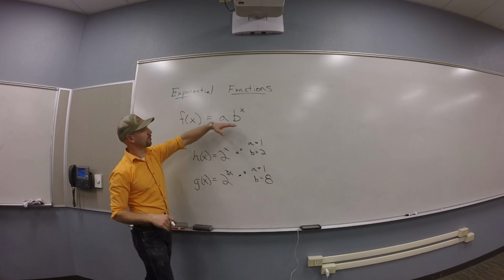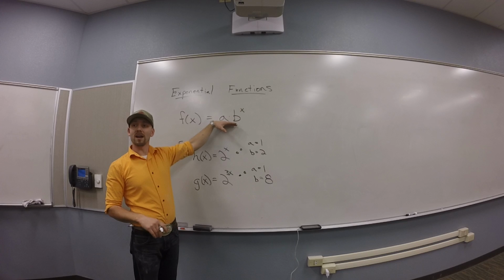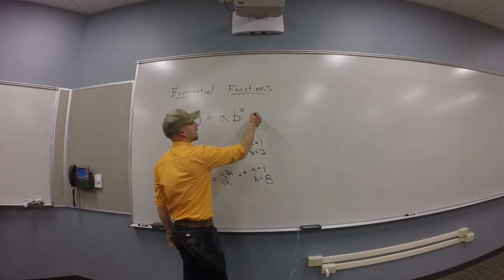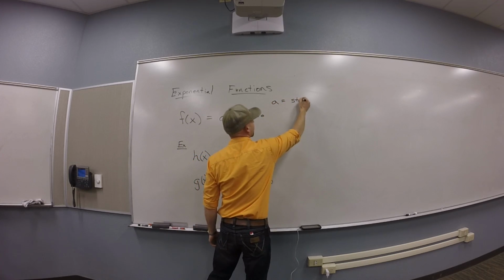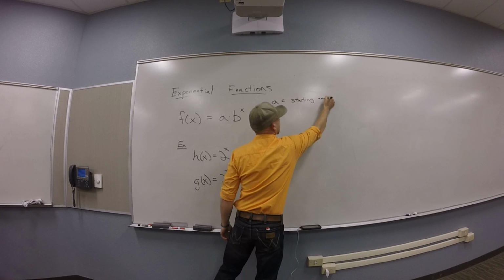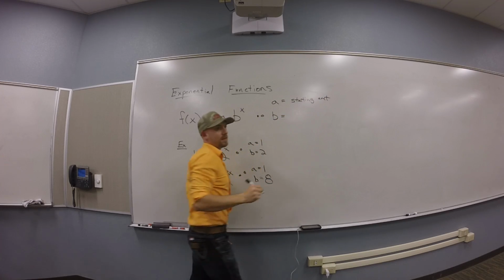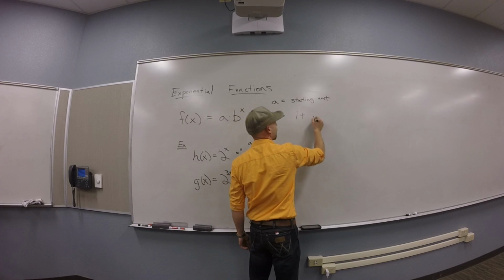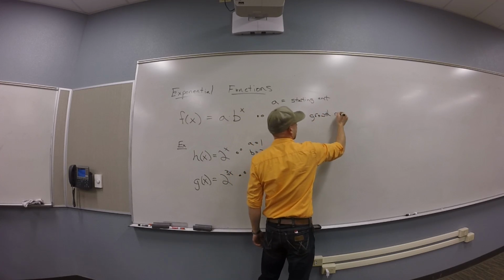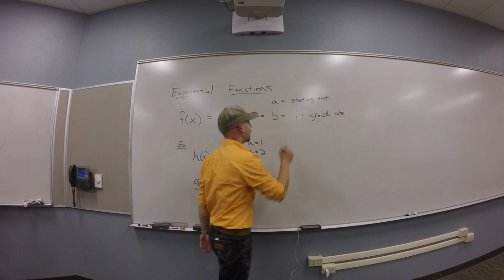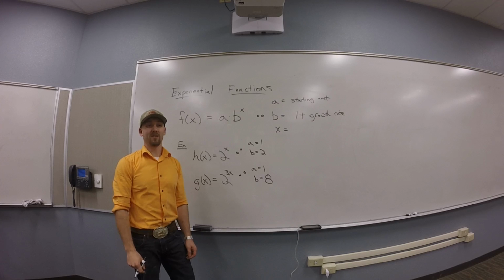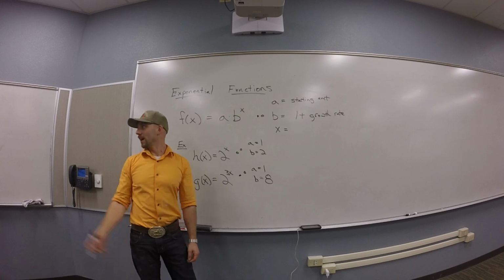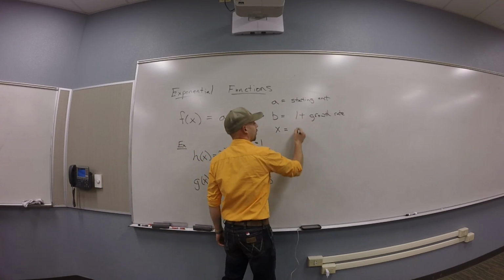So it's sometimes useful to write this, because if you can write a function this way, you can look at it and think to yourself, a is the initial amount. So that's the starting amount. And b is 1 plus the growth rate. And x is, when you think growth rates, what are you thinking in terms of? Usually time, right? This is 1 plus growth rate. We'll talk about why.